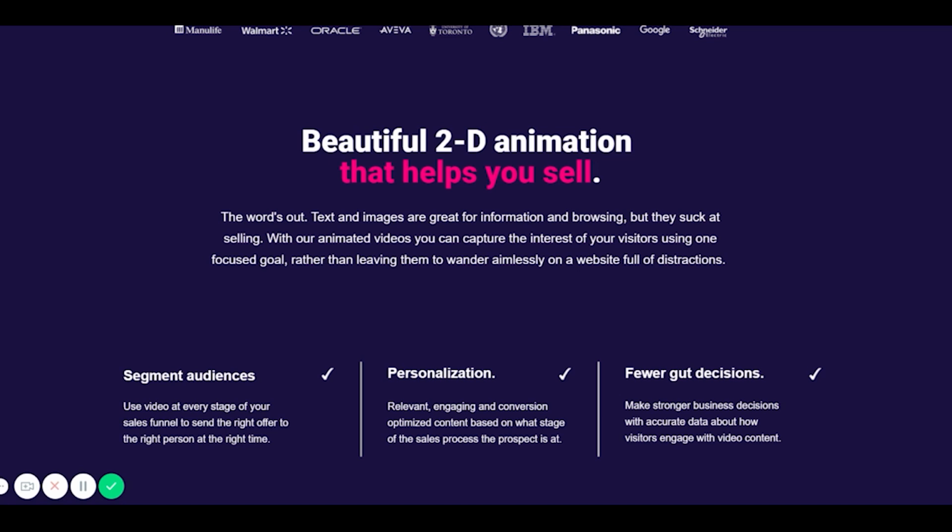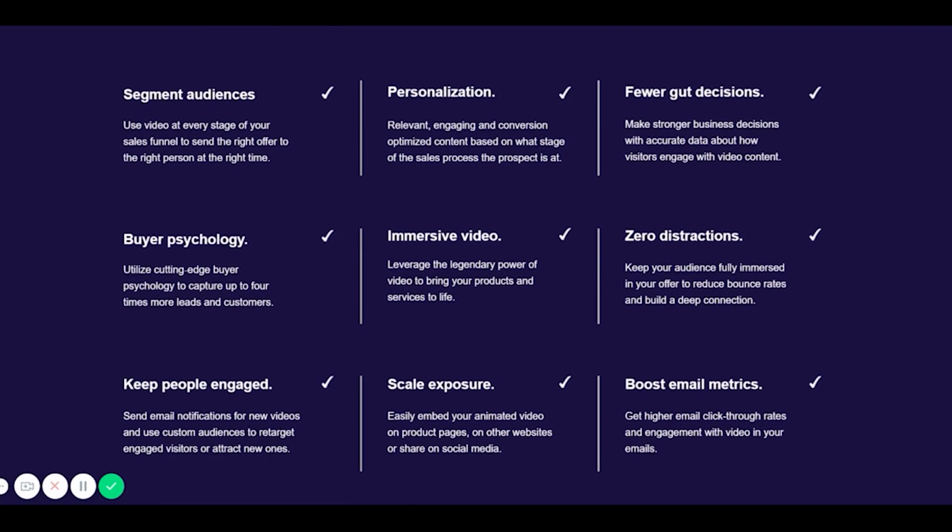So we've got beautiful 2D animation that helps you sell. So we've got segment audiences, personalization, fewer gut decisions, zero distractions, immersive video, buyer psychology, etc. And again, so people can really pick up on what it is that you're offering. And obviously, if they want to find out more information, they read the text underneath.